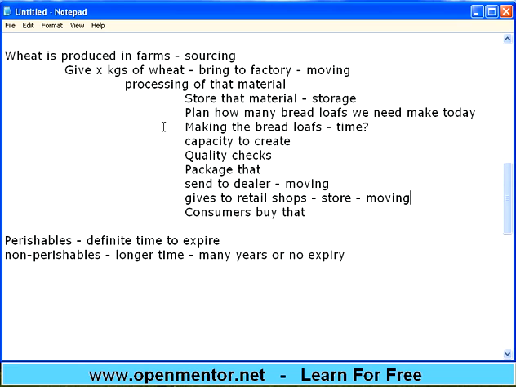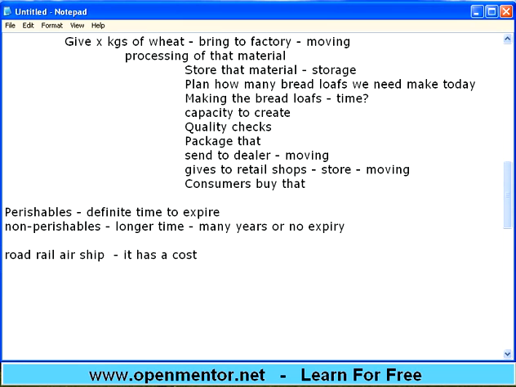So if you look at supply chain management, movement from one place to another has a major role. Since moving has to happen either by road, rail, air or ship, it has a cost. The more you move, the more frequently you move, the more cost you incur. More the move, more the cost. So this is one of the key points in supply chain.